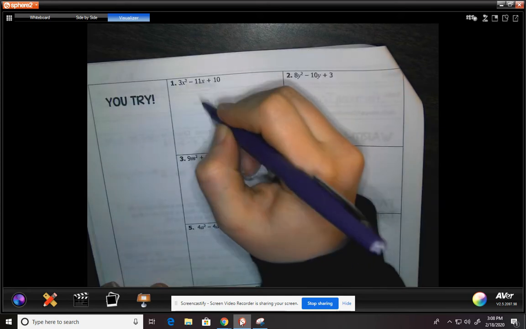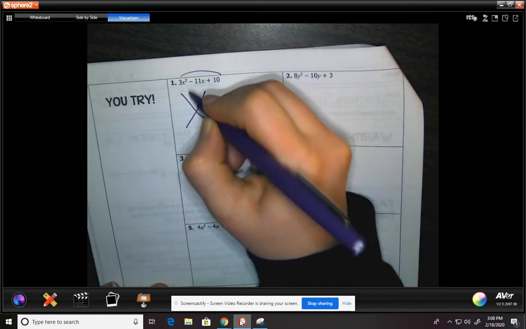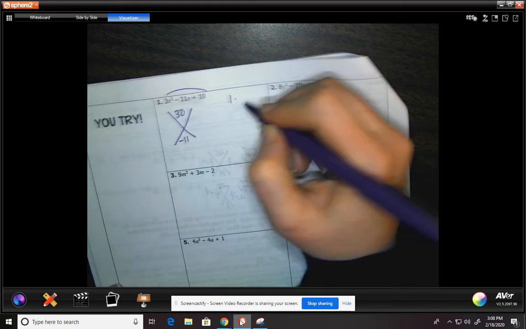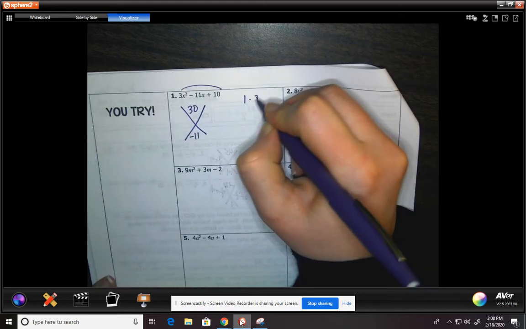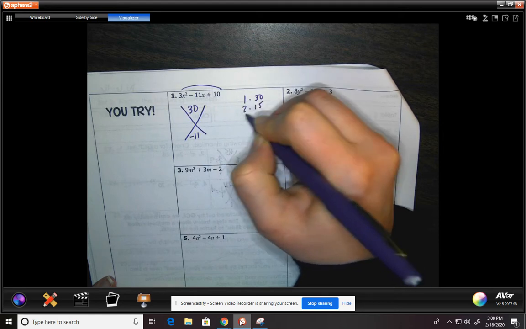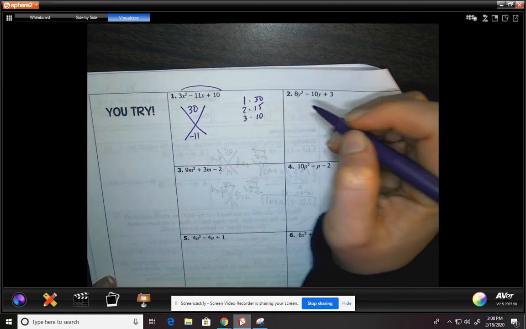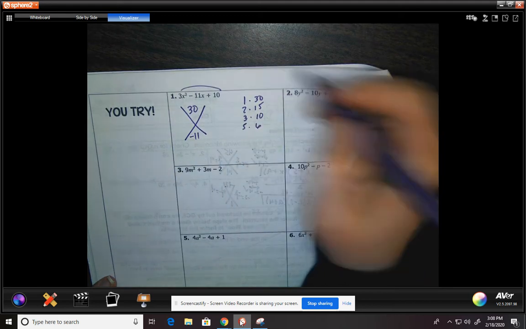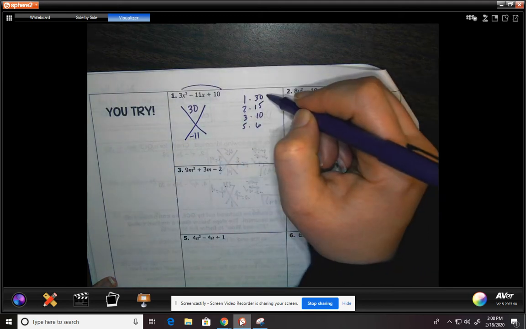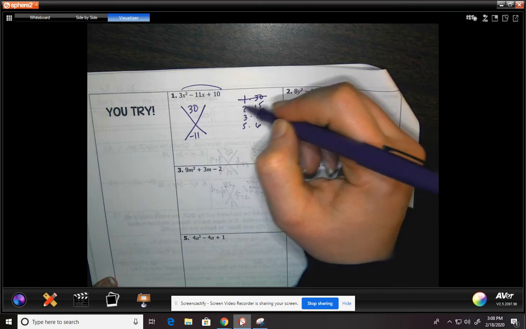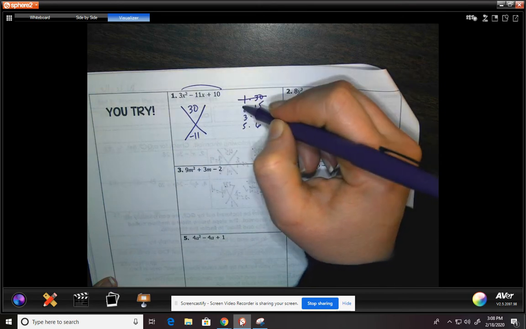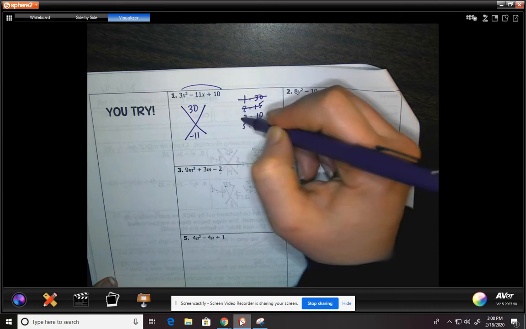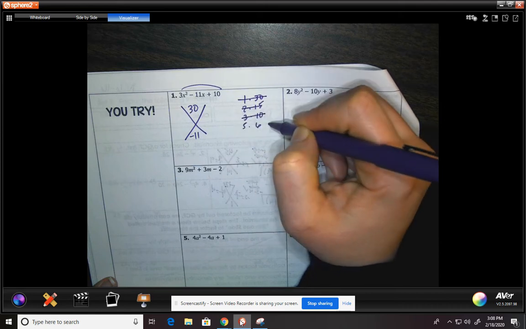Okay, so in my x, 3 times 10 is 30, and my sum has to be negative 11. So multiples of 30 are 1 and 30, 2 and 15, 3 and 10, 5 and 6. Okay, this will add to 31, subtract to 29. This will add to 17, subtract to 13. This will add to 13 and subtract to 7. This will add to 11, subtract to 1.